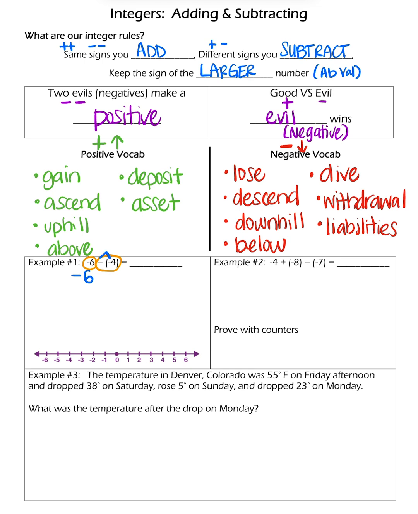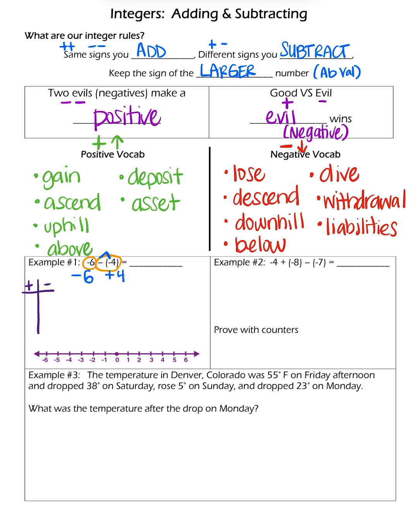Well, we learned that two evils make a positive. So that is actually going to be a positive 4. So I'm going to rewrite it underneath as positive 4. So now that I've rewritten, now I can create my positive negative table.